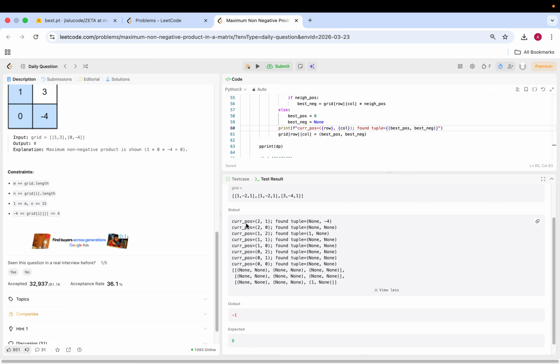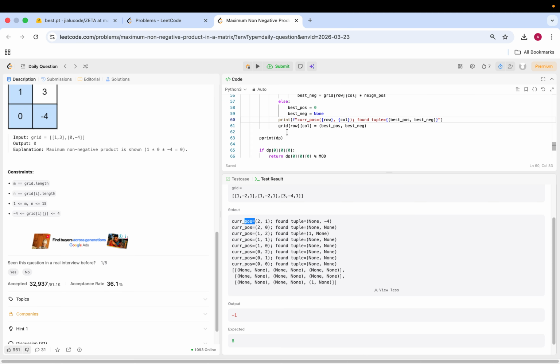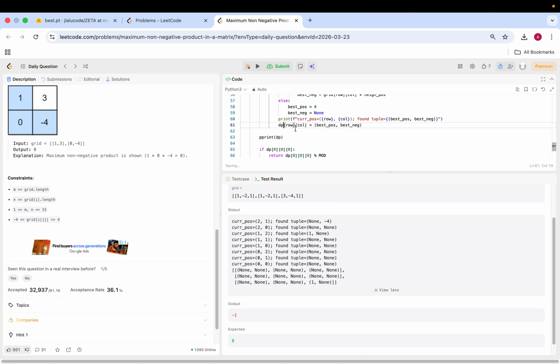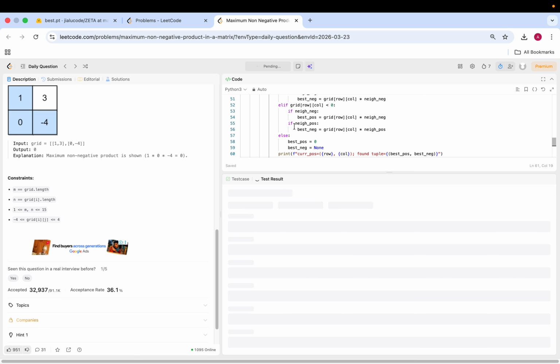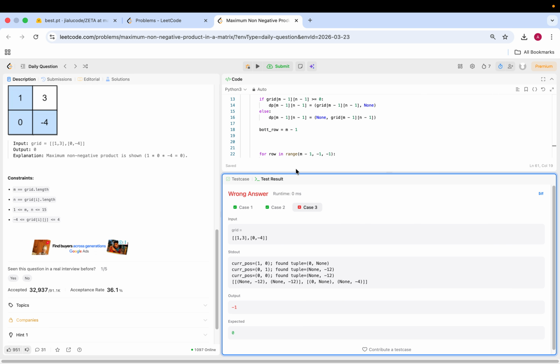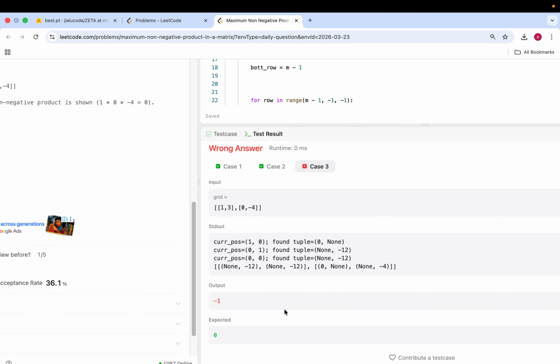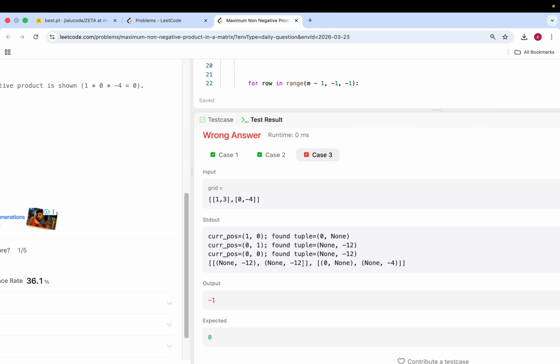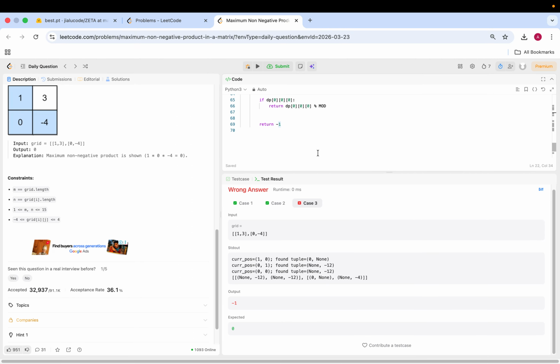Current position is 2, 1. I said grid, not DP. Sorry, that's my bad. Alright, this might have been more problematic. How come it didn't do the... I thought pretty print would always put different rows on different lines, but I guess not.